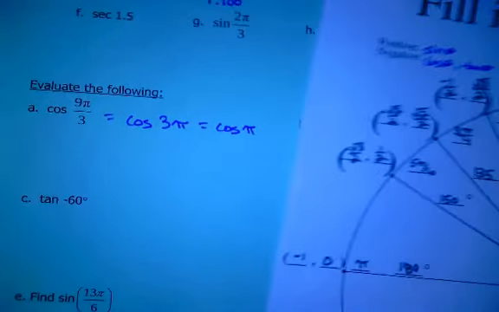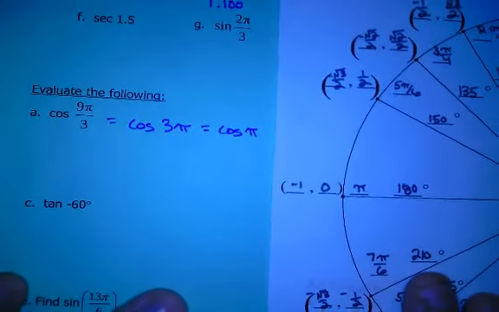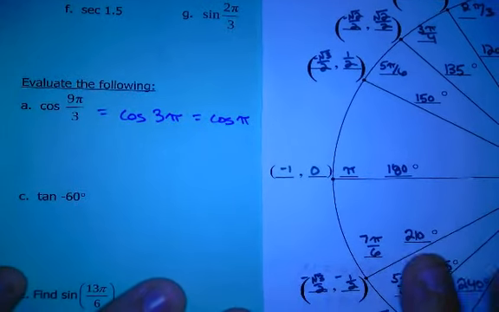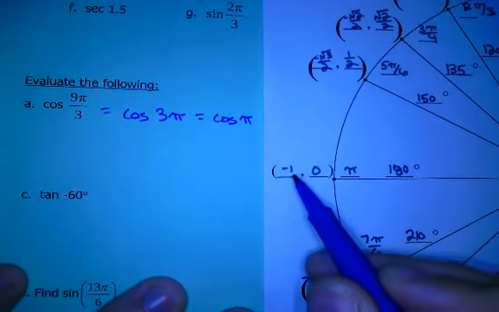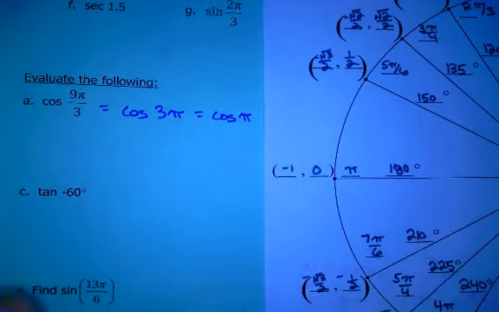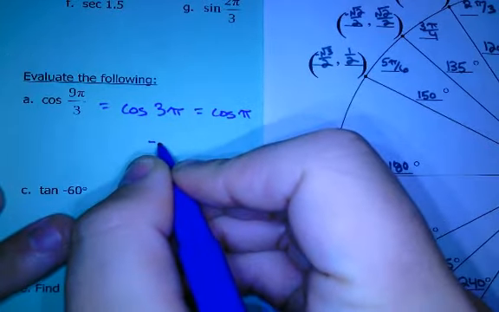I need to be inside my unit circle. So let's go to my handy dandy unit circle. And I'm at pi. And cosine is the x value. So the answer is -1.